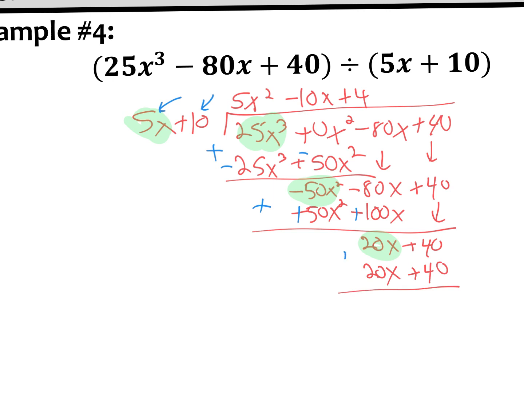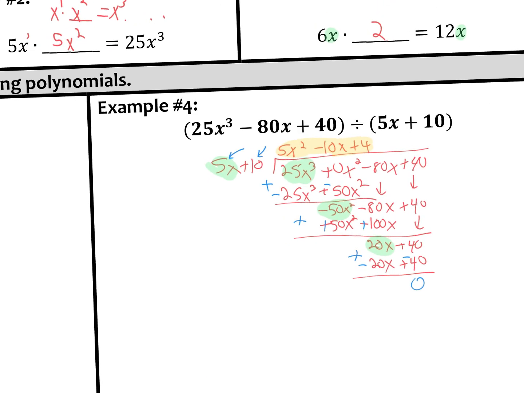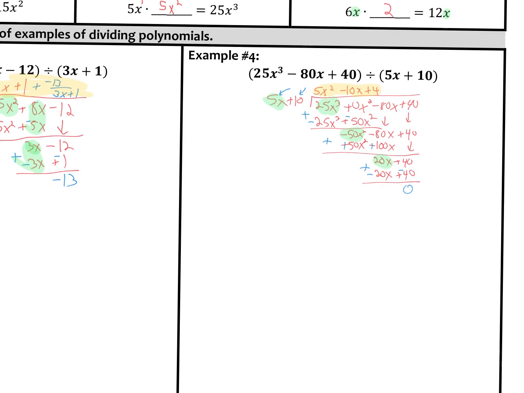and change it to adding the opposite. I get 0. I don't have to write 0, so my answer is just going to be 5x squared minus 10x plus 4. Try the homework, try it out. We'll continue practicing this. I know it's a tough topic. Thank you for working so hard today, and let us know if you have any questions. Thanks.